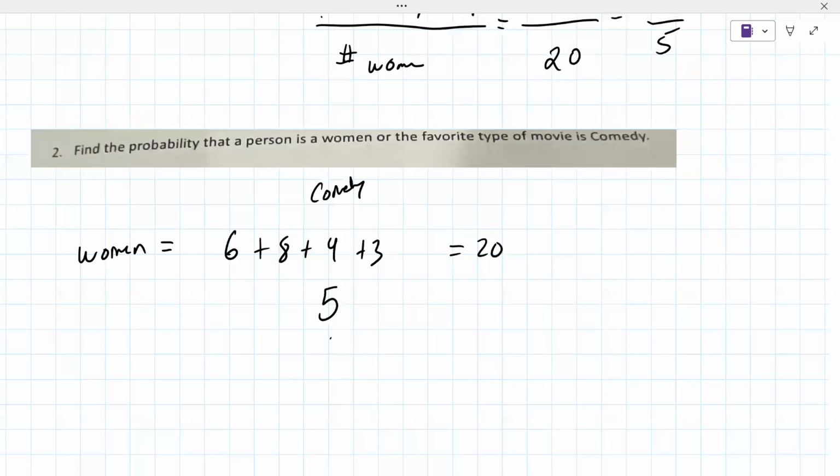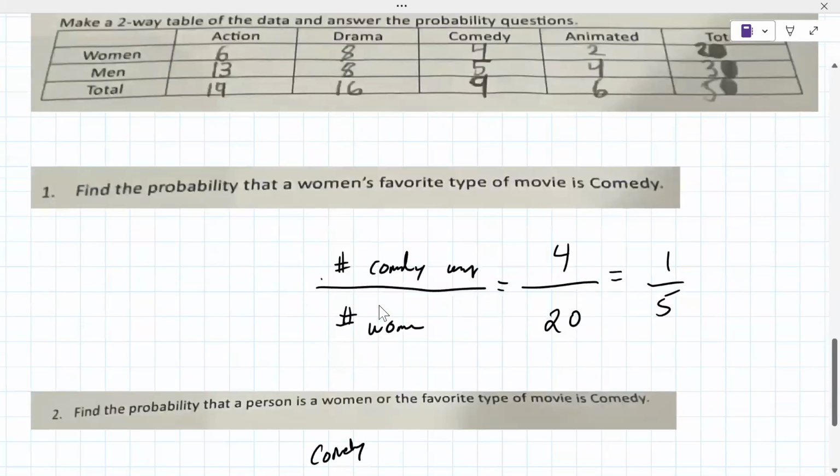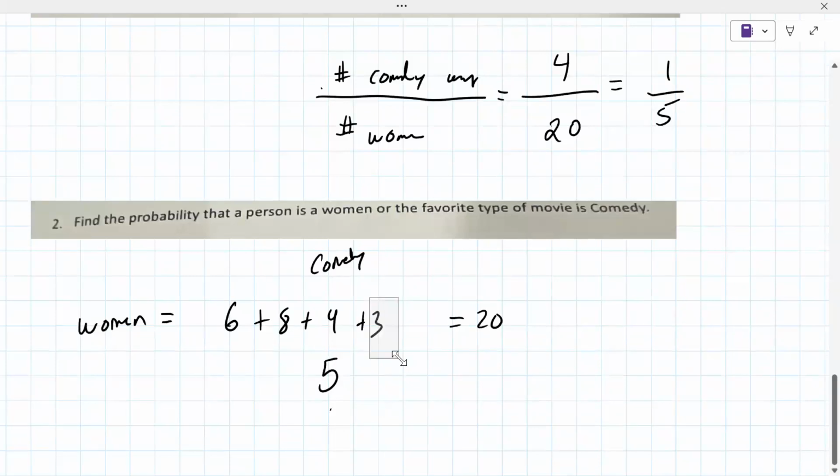All right. 13 men and 6 women shows action. 8 and 8. All right, so we have a problem here. I didn't catch this first. 6 plus 8. Oh, sorry, that's the issue. This is a 2. This is a 2. So I want you to have all of these numbers. All the numbers? Okay.